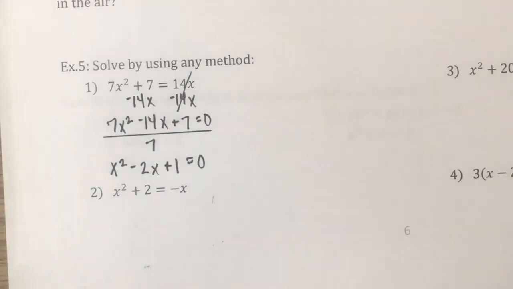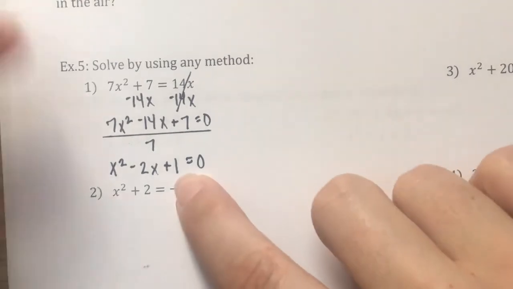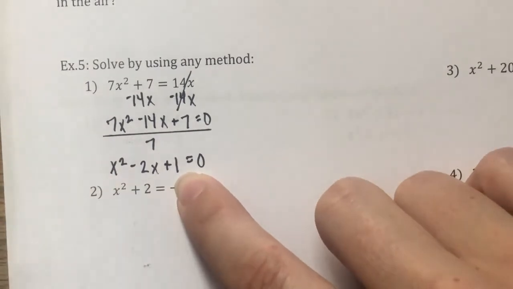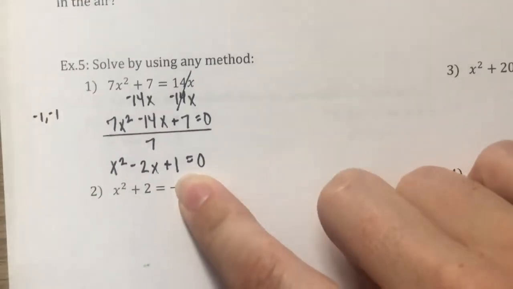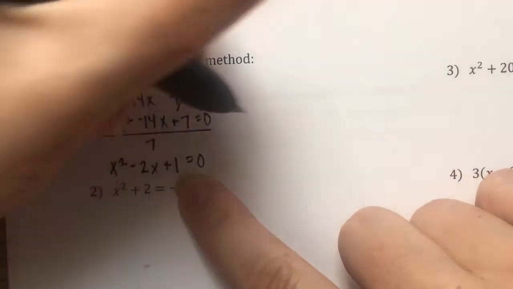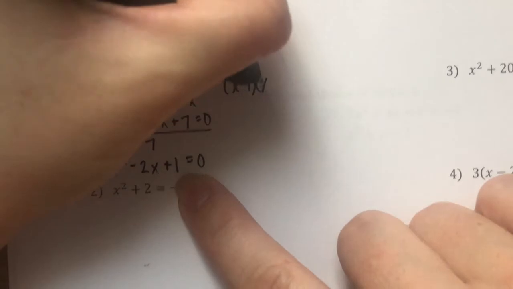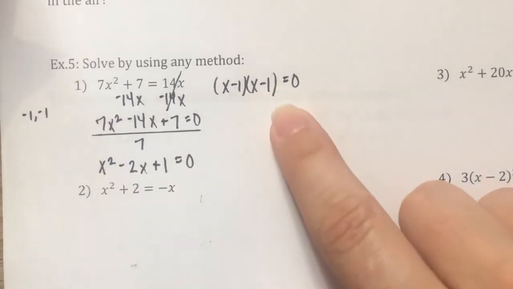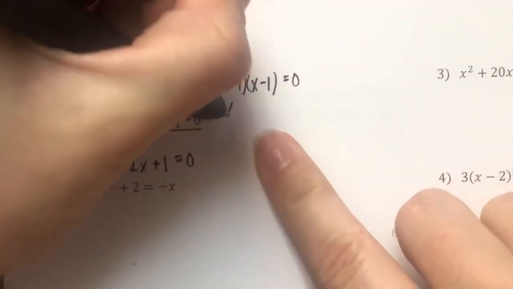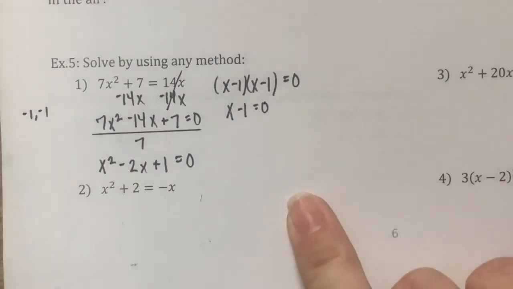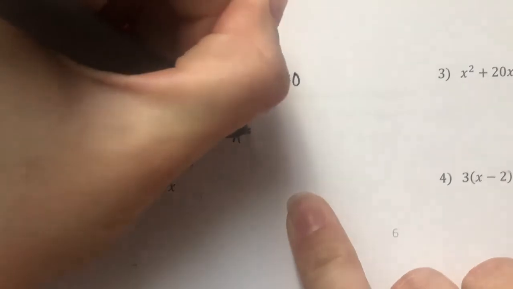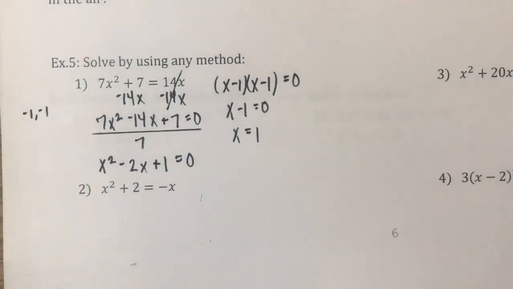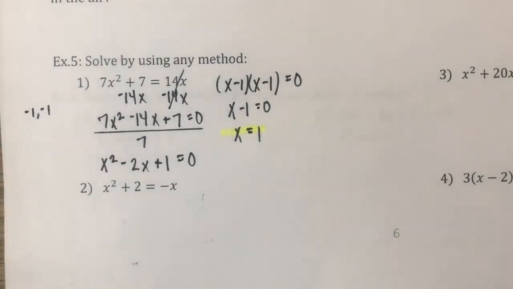So now you have to think, are there factors of positive 1 that add up to negative 2, since a is just 1? So there are. Those factors would be negative 1 and negative 1. So that means that this factors into x minus 1 times x minus 1, or x minus 1 squared, however you want to write it. And then from there I can solve. I can set each factor equal to 0, but since they're the same factor, I'm just going to write it once. x minus 1 equals 0. Add 1 to both sides and get x equals positive 1. So that's why we push factoring first, because it really is the fastest way to solve a problem if it's factorable, especially if a is 1.